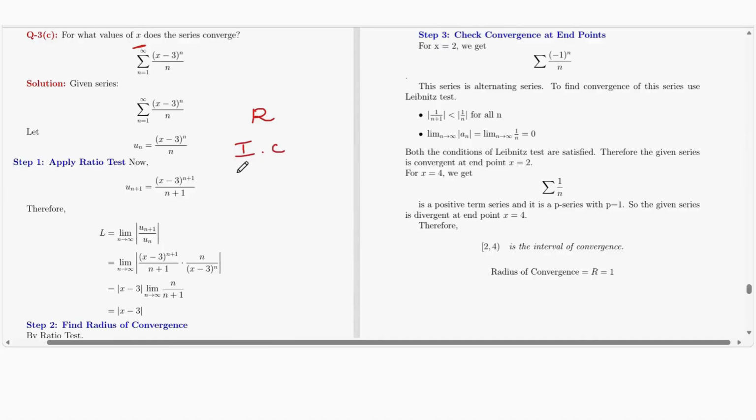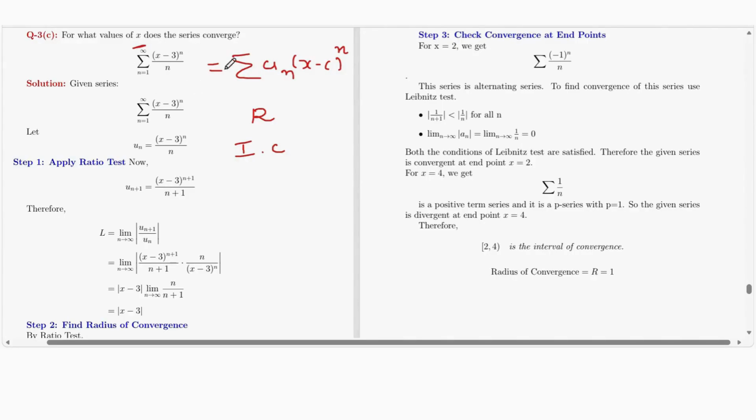Now, how to solve this problem? This is a power series. What is the form of this series? Compare with the general form, a_n times (x minus c) raised to n. Here, what is a_n? a_n is 1 upon n. And here c is 3. So this is the power series.